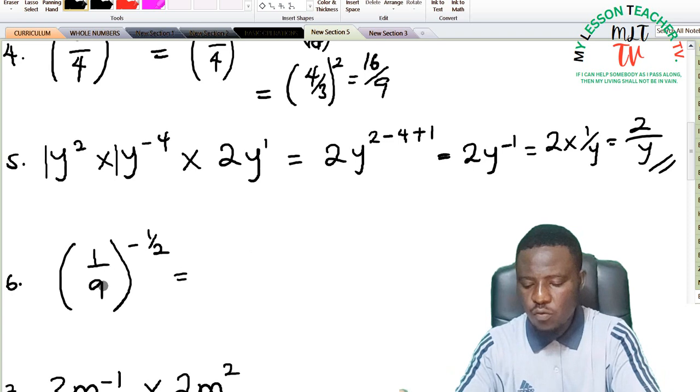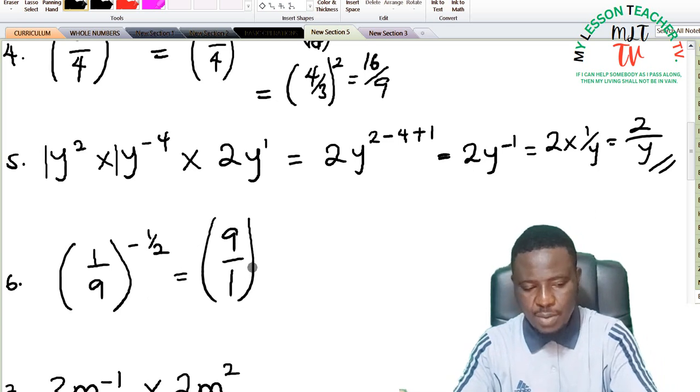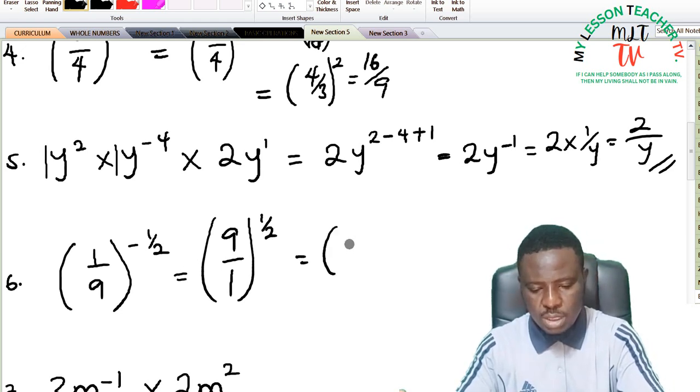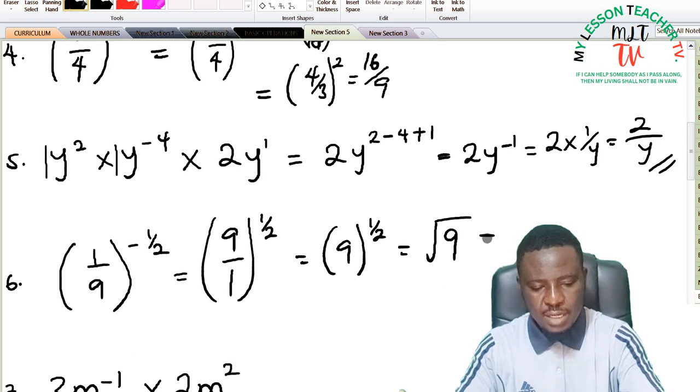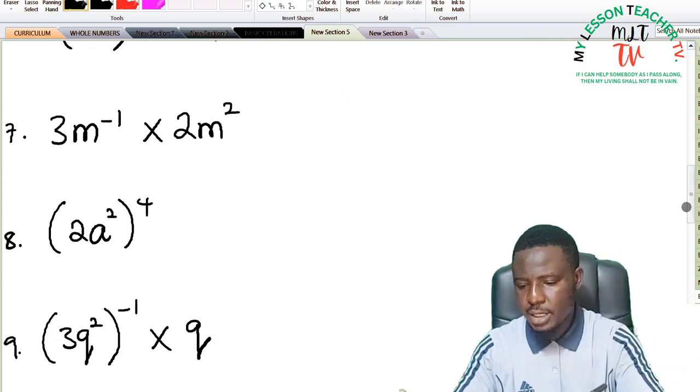Question 6. 1 over 9 all raised to the power of minus half. You also invert this. Remember what I said concerning negative power law and fractions? This is said to be 9 divided by 1 all raised to the power of half. And half in indices means square root. So this can be said to be 9 to the power of half, which is equal to the square root of 9, which is equal to plus or minus 3. But you can take the absolute value and get your answer to be 3.